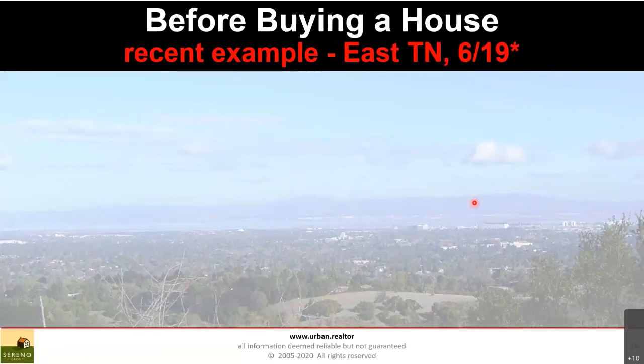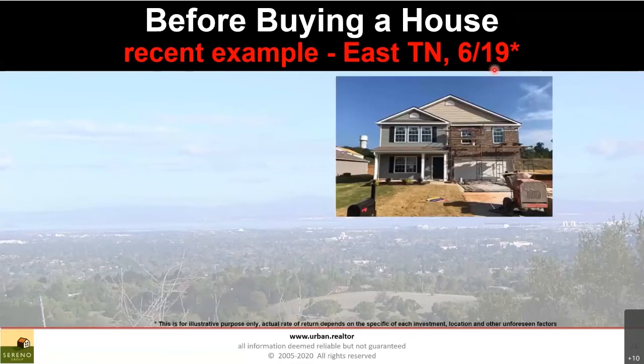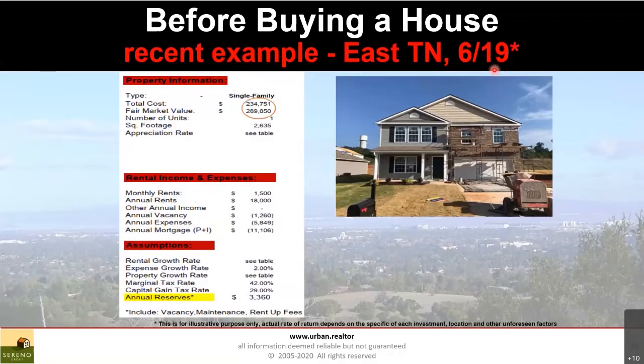So this is a recent example from East Tennessee, a transaction that was almost a year ago. As you can see, this house is still under construction. This house was bought directly from the developer, and the total cost was about $235,000, and it's a 2,600 square feet home. So how is it possible to buy something like that in California and Silicon Valley? The answer is obviously no.